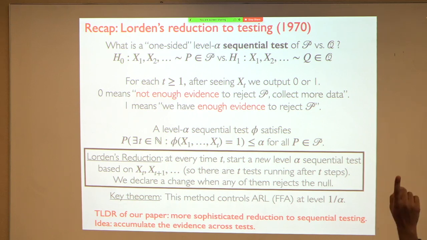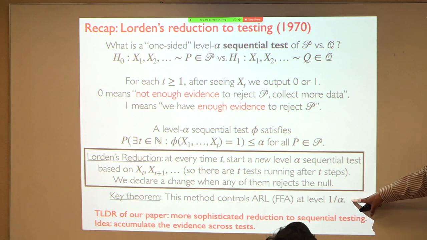Okay. So suppose that happens. I'm still improving things here. I'm going to give a better reduction to sequential testing. That's going to be better than this. It's going to stop sooner. It's going to have the same average run length control at 1 over alpha, but the detection delay will be smaller. So the ARL could be the same, but the detection delay will be smaller.